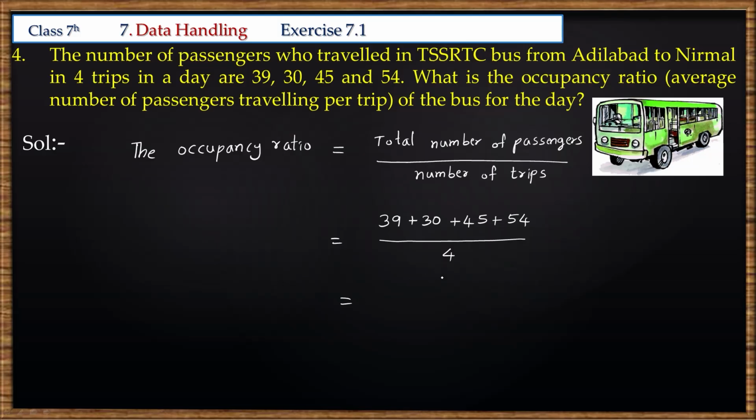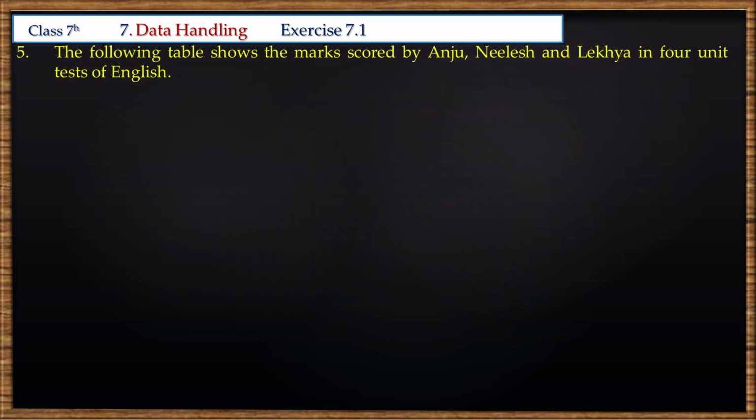That is equal to, if we add all these numbers, we will get 168 divided by 4. Now cancel in the 4 table. 4 1s are 4, 4 4s are 16, 4 2s are 8. That is equal to 42. The occupancy ratio is 42 passengers. This is our answer. Next problem.